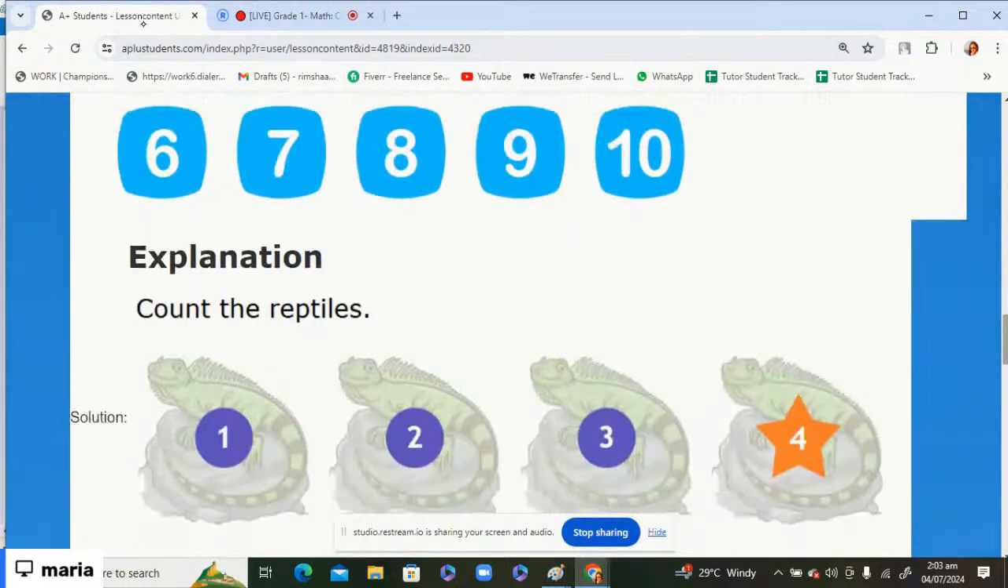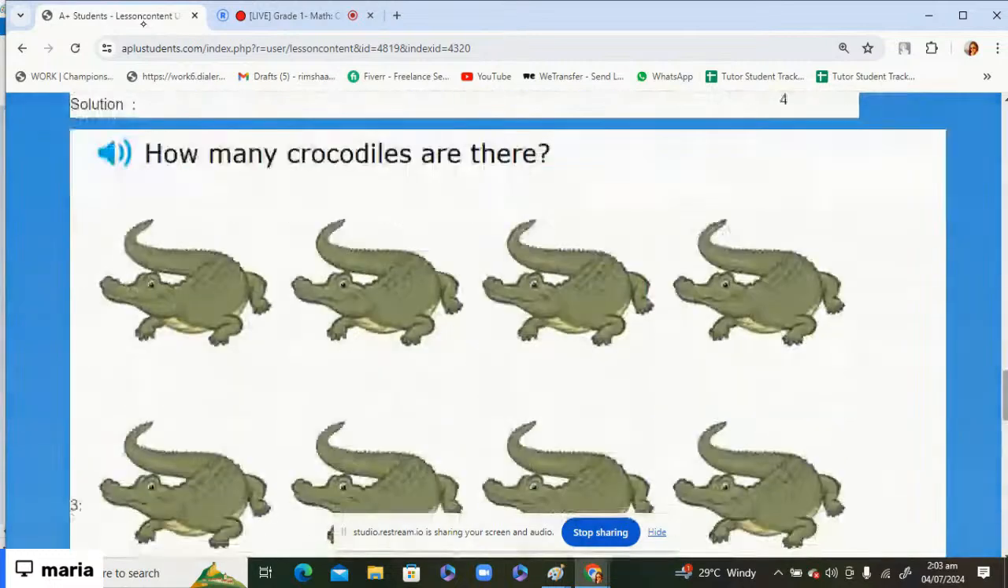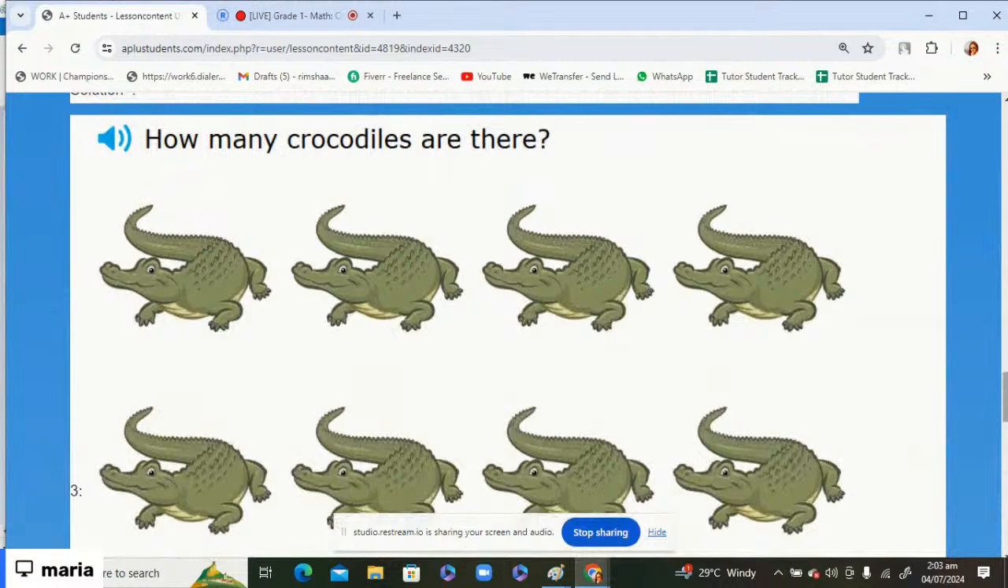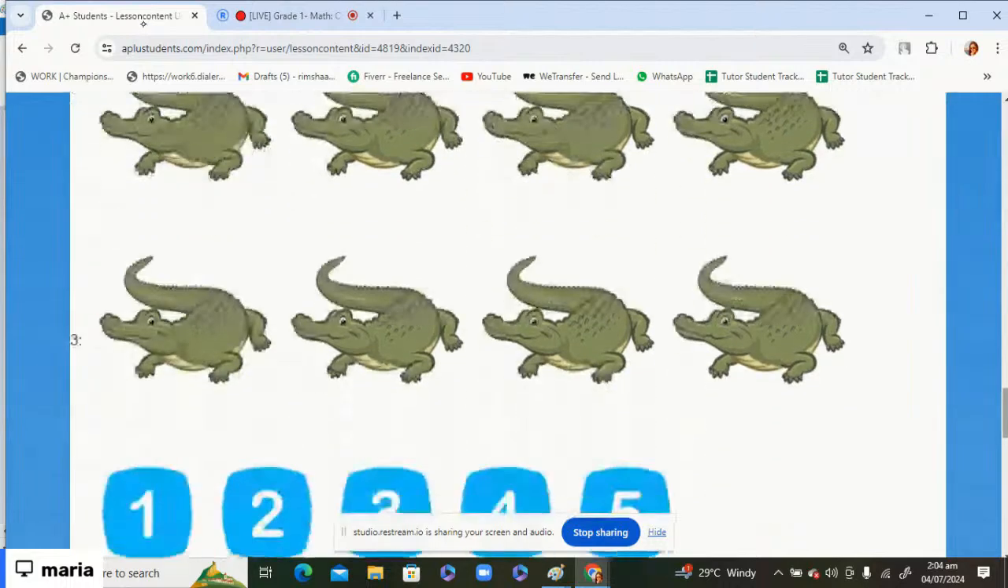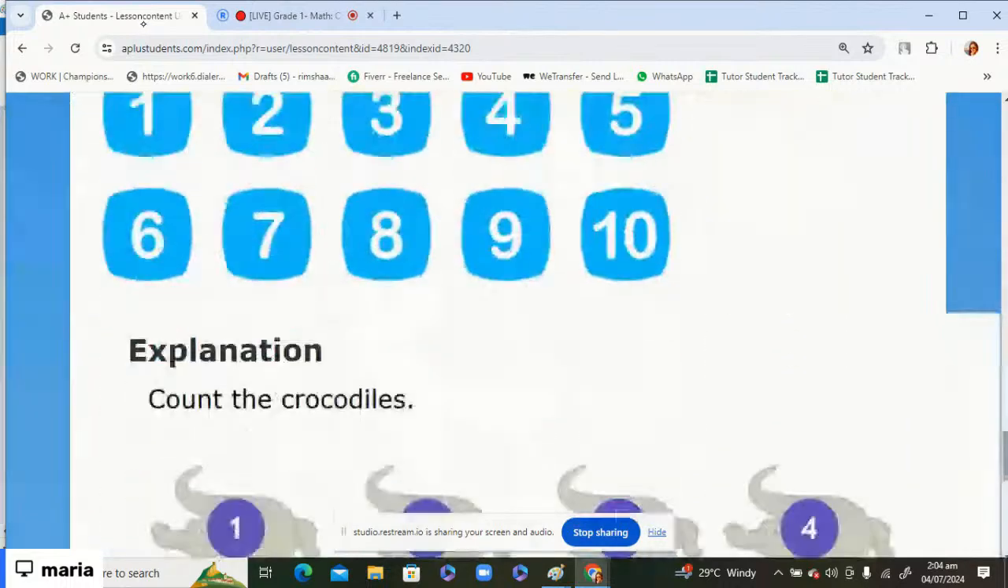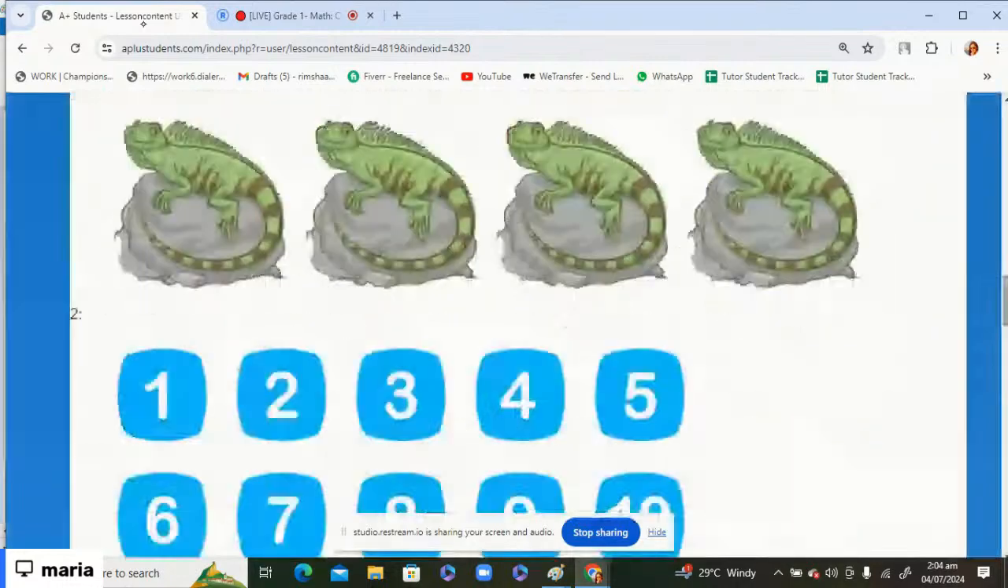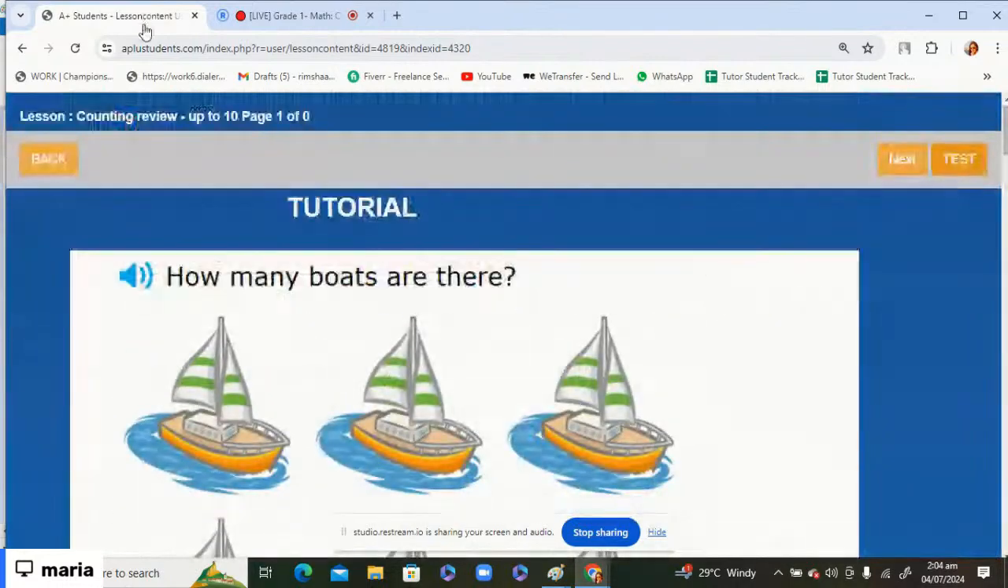Now let's just count the crocodiles. Okay, now you all count it. Let's count together. It's 1, 2, 3, 4, 5, 6, 7, 8. How many total? So the total are 8. Okay, now let's do the test.